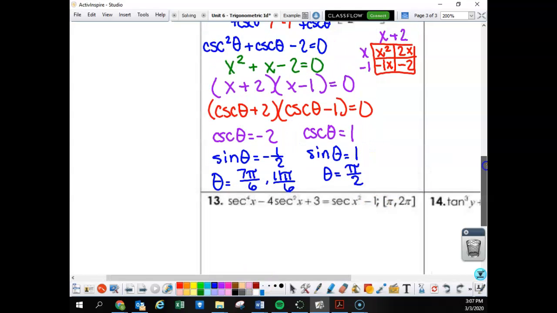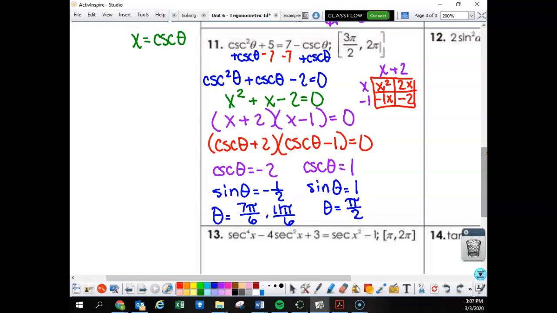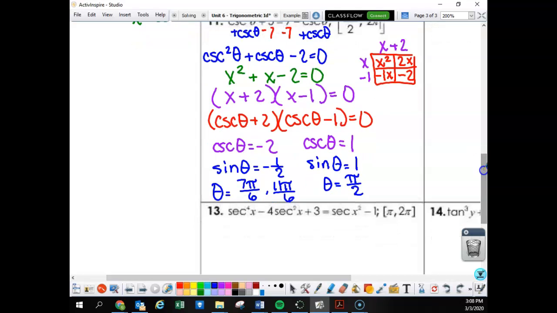Okay, but let's look at our domain. Our domain is from 3 pi over 2 to 2 pi. So that is quadrant 4. So we have to make sure that these are in quadrant 4. 7 pi over 6 is not in quadrant 4. 11 pi over 6 is. Pi over 2 is not. So my only solution for number 11 would be theta is equal to 11 pi over 6.